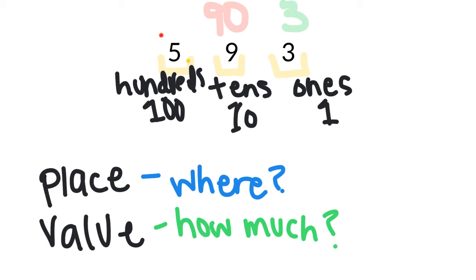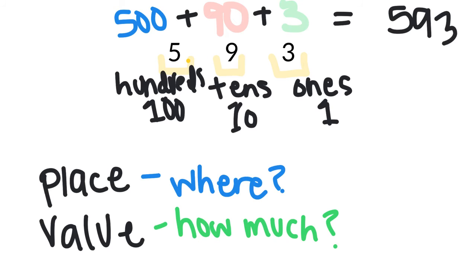Finally, I can see that this 5 is in the hundreds place. I know that if I have 5 hundreds, then I have 500. If I'm not sure that I got my place values correct, if I add all my digits, all my values together, I should get the number I started with. 500 plus 90 plus 3 is 593, which is what I started with.